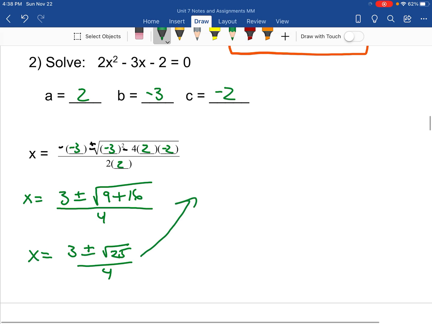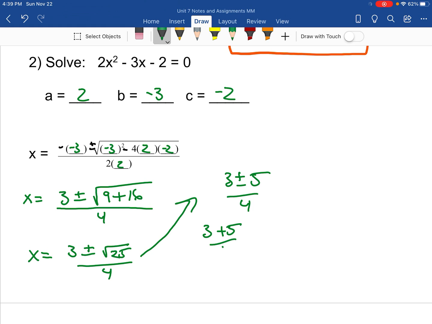I'm going to come up here. I'm going to say 3 plus or minus 5 over 4. So we're going to get 2 answers. All right. I'm going to have 3 plus 5 over 4, and then I'm going to have 3 minus 5 over 4. 3 plus 5 is 8. 8 over 4 is 2. 3 minus 5 is negative 2. And negative 2 over 4 is negative 1/2. So x is equal to 2 and negative 1/2.